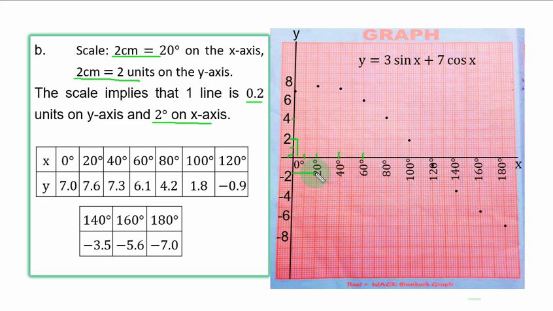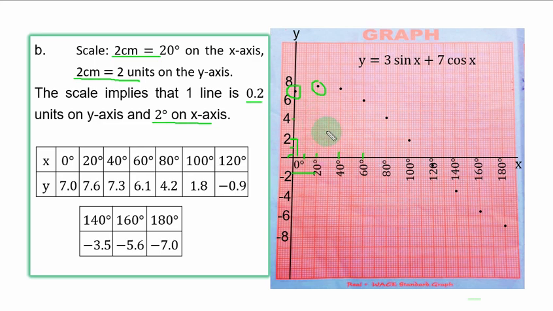When s is 0 degrees, y is 7. So you plot it directly on the y-axis. When s is 20 degrees, y is 7.6. On the y-axis, one line is 0.2. So after 7, you have 7.2. The second line 7.4. The third line 7.6, somewhere here against 20 degrees.